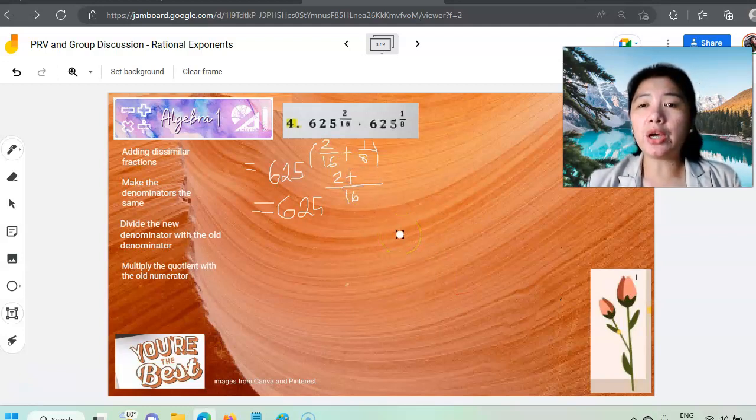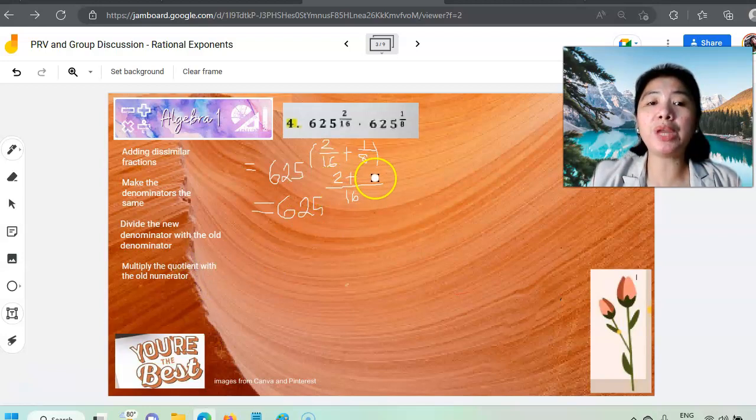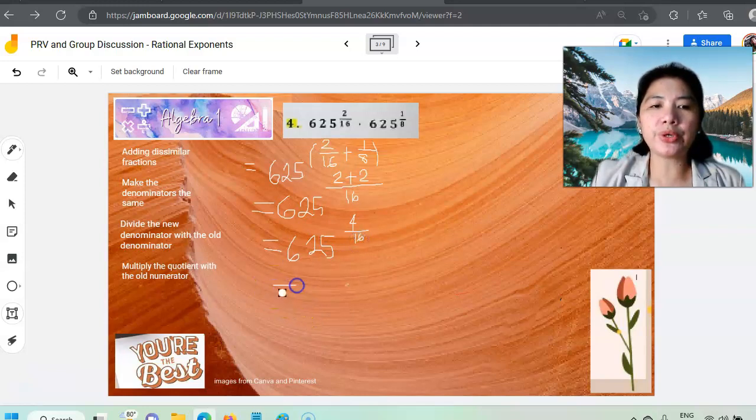Now we are going to think of the equivalent fraction for 1/8. How to do that? Divide the new denominator, 16, by the old denominator 8. So 16 divided by 8 is 2. And then multiply the quotient 2 with the old numerator 1. So 2 times 1 is 2. So the equivalent fraction of 1/8 is 2 over 16. Alright, so now copy the base, 625. And then we have 4 over 16. And then we reduce to lowest terms.